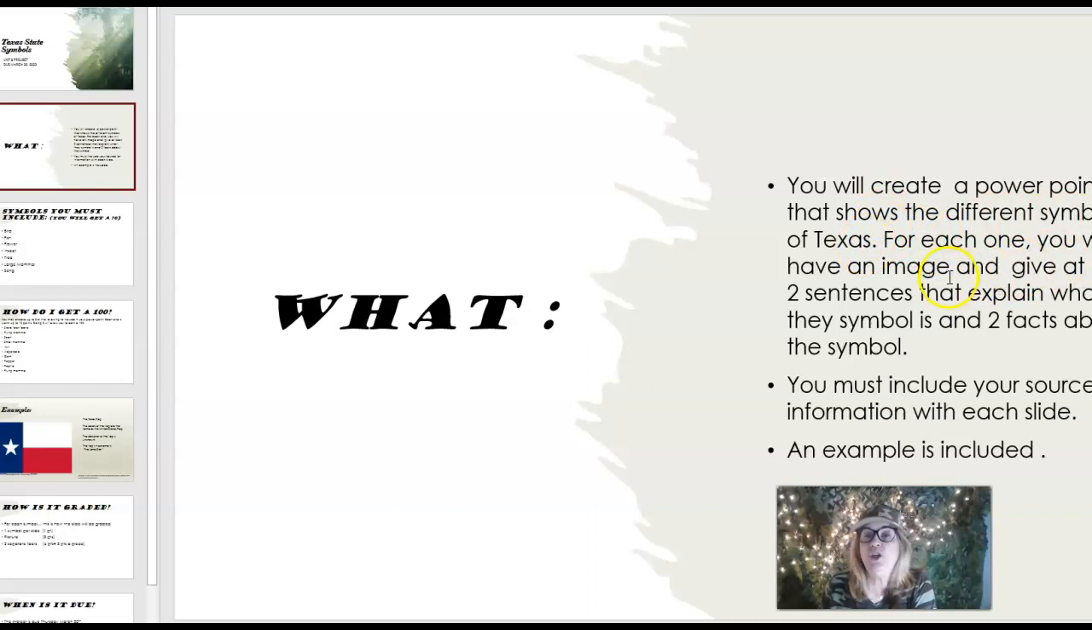For each one, you will have an image or a picture and give at least 2 sentences that explain what the symbol is and 2 facts about the symbol. So 3 sentences for each symbol. You must include your source for information. An example is included. So remember, we don't just cut and paste.